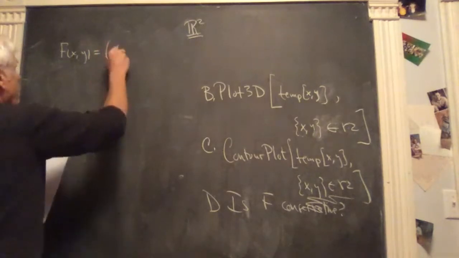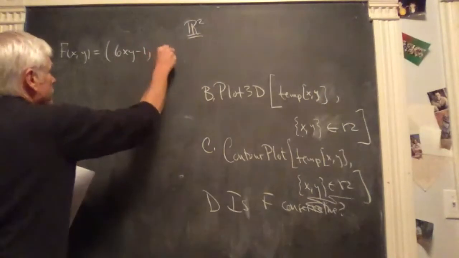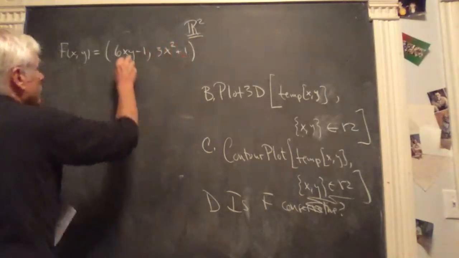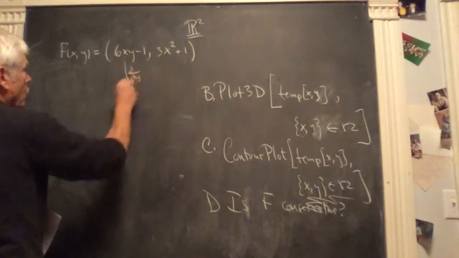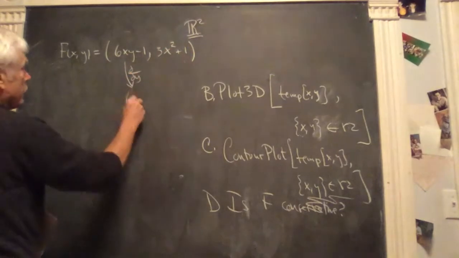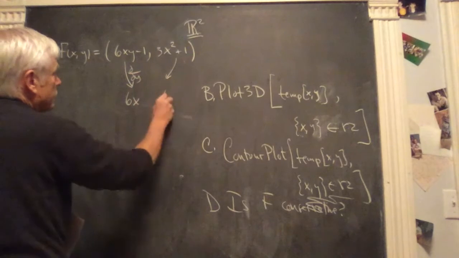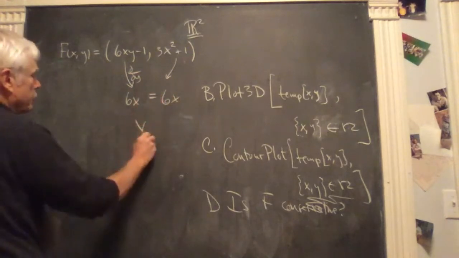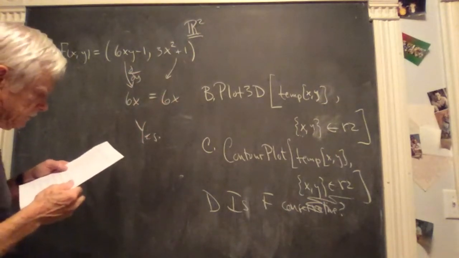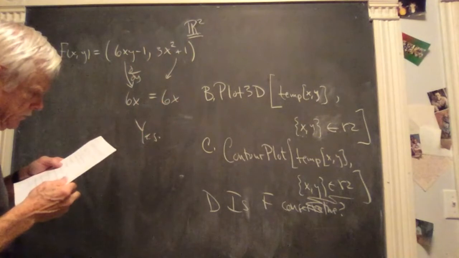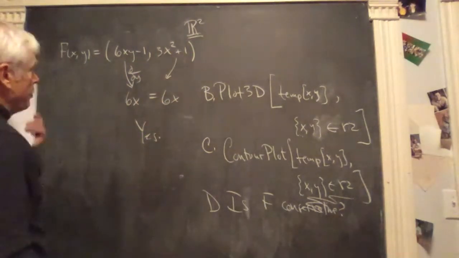6xy minus 1. 3x squared plus 1. So you want to take the derivative of this with respect to y, in which case you get 6x. You want to take the derivative of Q with respect to x, you get 6x. These are equal. Yes, it is. If so, find a potential function. So it is, so we'll look for a potential function.